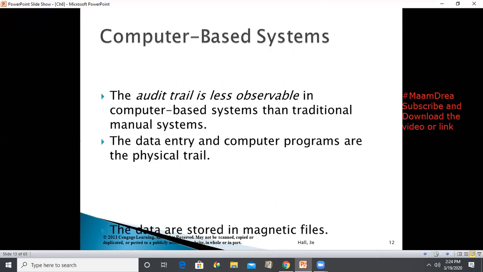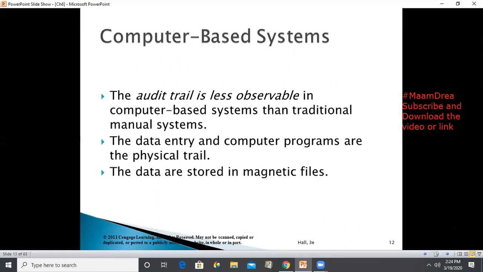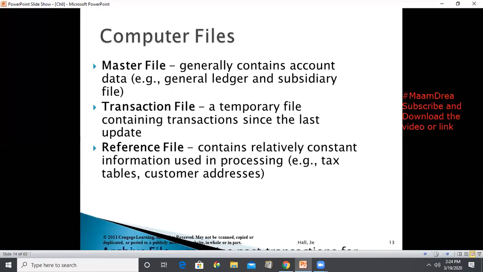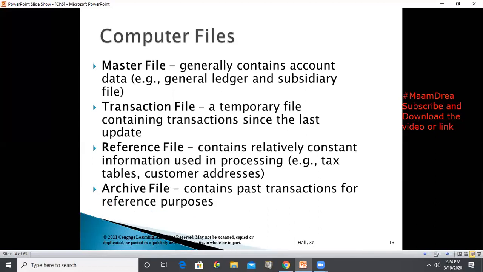So the audit trail is less observable in computer-based systems than in manual systems. As you can see, accounting records in computer-based systems are represented by four magnetic types. What are those? The master file, transaction file, reference file, and the archive file.